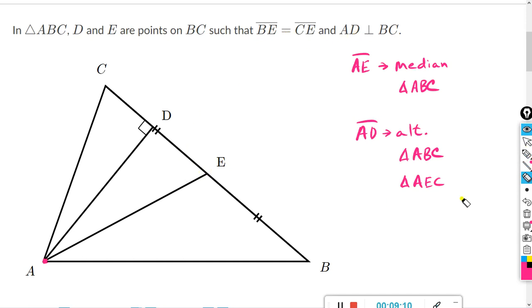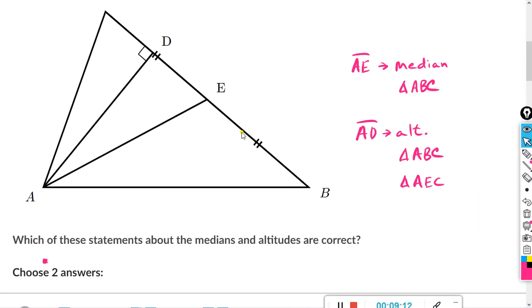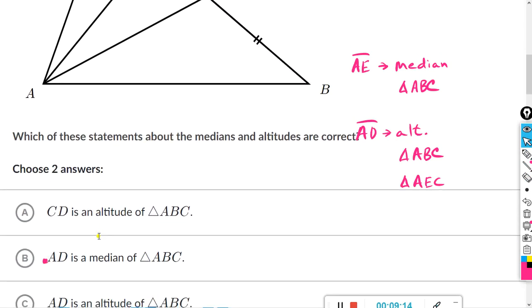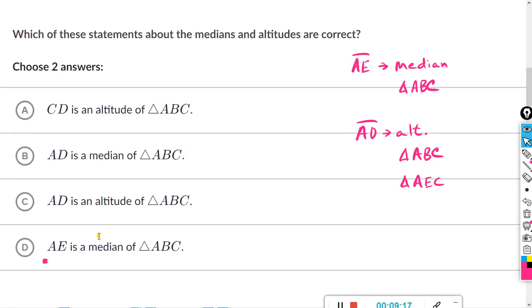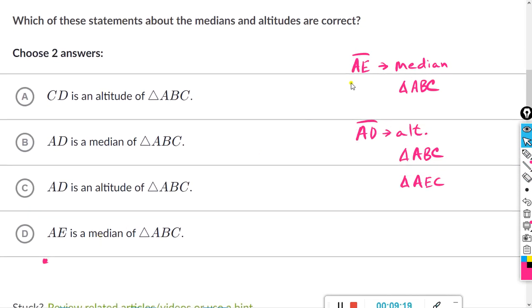Let's check out the answers. They want two answers. So AE is a median of triangle ABC. That's answer D. AD is an altitude of triangle ABC. That's answer C.